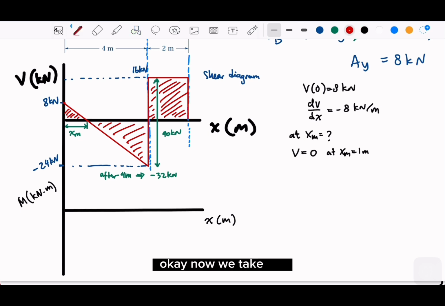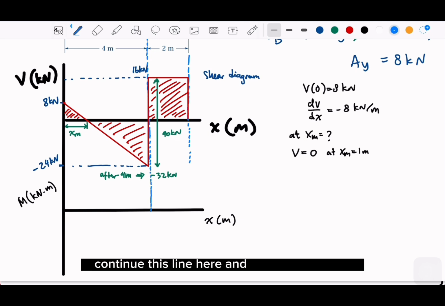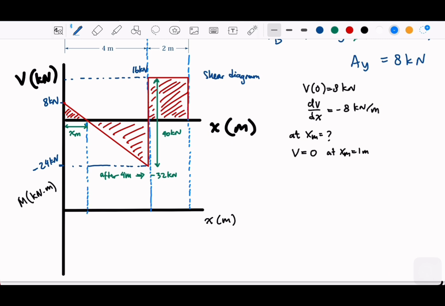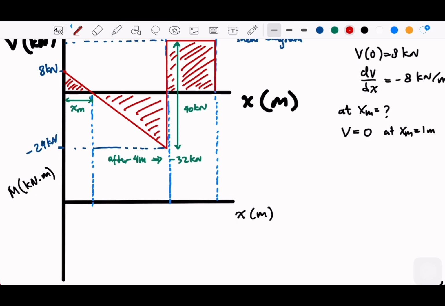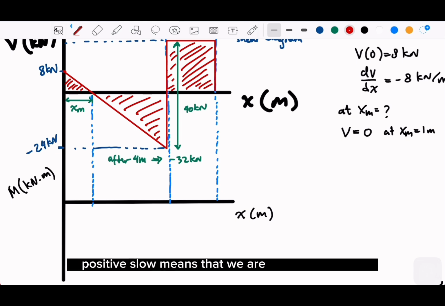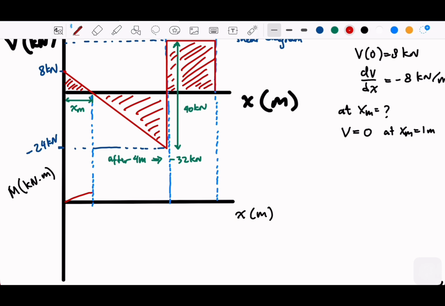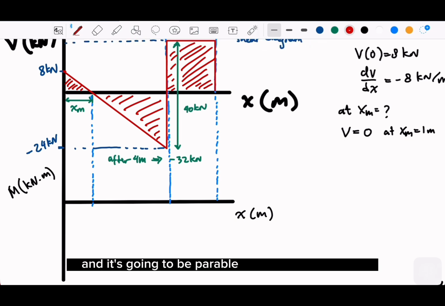Okay, now let's continue this line here and continue this part. And then we have another important point, which is the xm, taking down, down, down here. So we have a positive slope, 1 meter. Positive slope means that we are getting this, right? And it's going to be a parabola, right? Because it's a line, and then we integrate, it becomes a parabola.